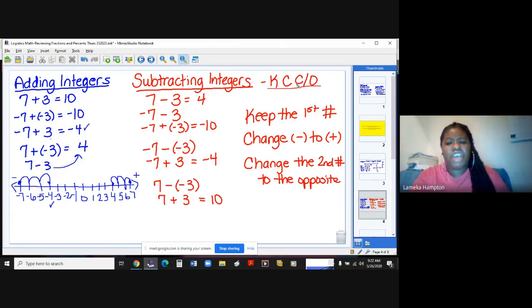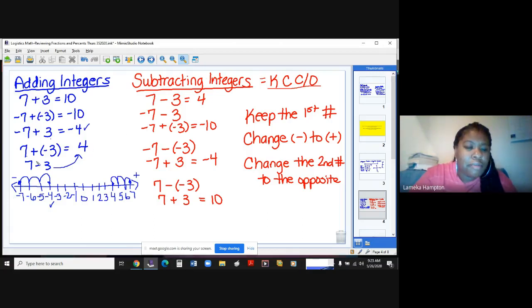Keep, change, change, or keep, change, opposite. Some people learned it KCC. Some people learned it KCO. Either way, keep, change, change, keep, change, opposite. Do not confuse this with keep, change, flip. That is dividing fractions, okay? Don't worry. I understand a lot of the rules sound the same and use the same lettering, but they are totally different. So make sure that you know the difference between keep, change, change, or keep, change, opposite, which is subtracting integers, and keep, change, flip, which is dividing fractions.